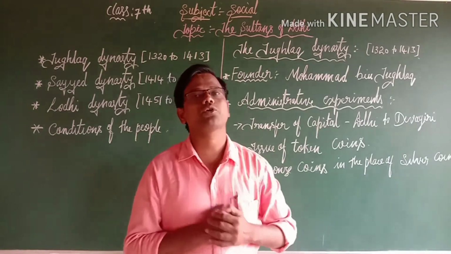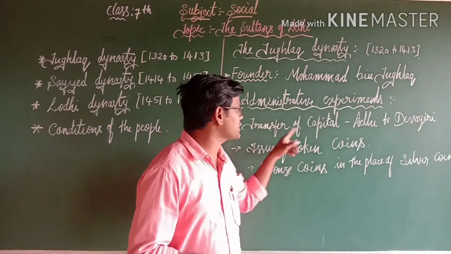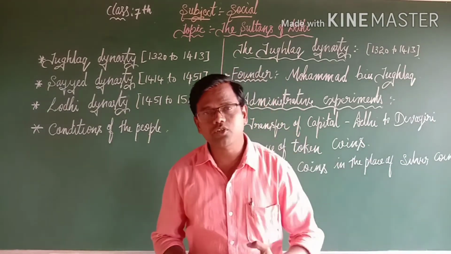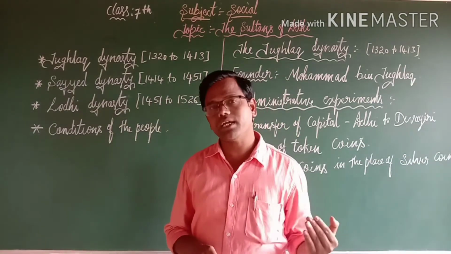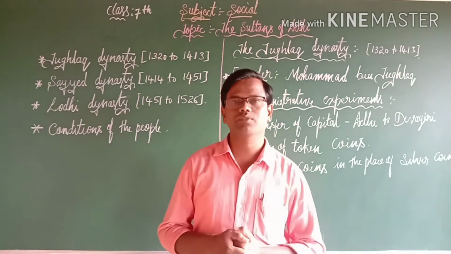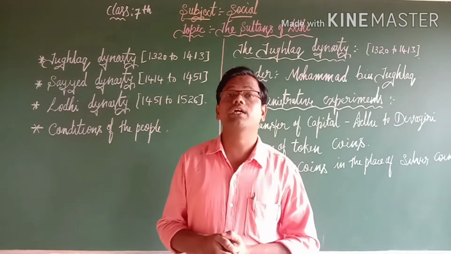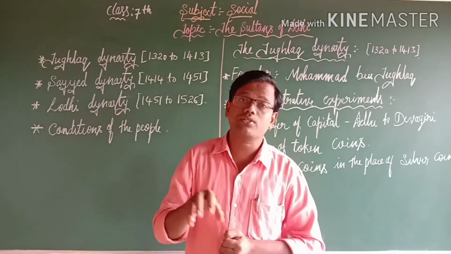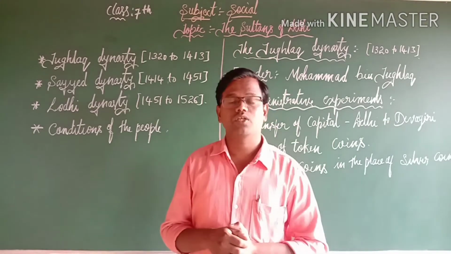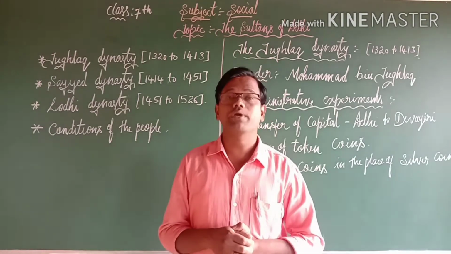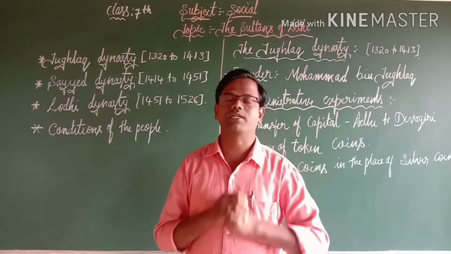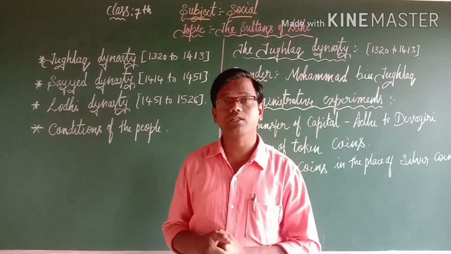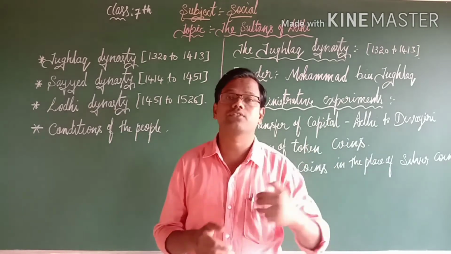There were two important experiments. The first experiment: transfer of capital from Delhi to Devagiri. Muhammad bin Tughlaq thought to himself, if I make Devagiri the capital city, then it is easy to take control over the southern part of India, because Devagiri was in the central part of his dynasty. So finally, he decided to make Devagiri his capital city. And he strictly ordered the people to go from Delhi to Devagiri.